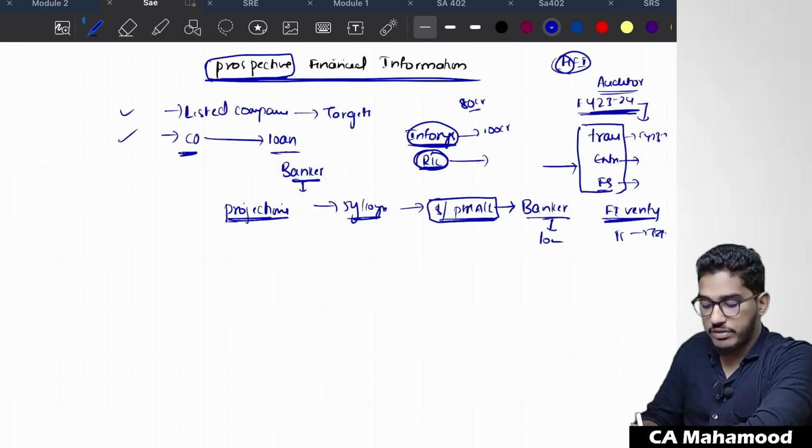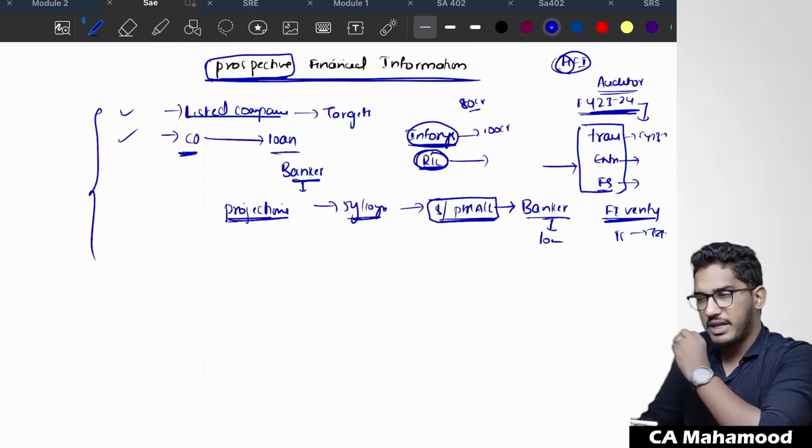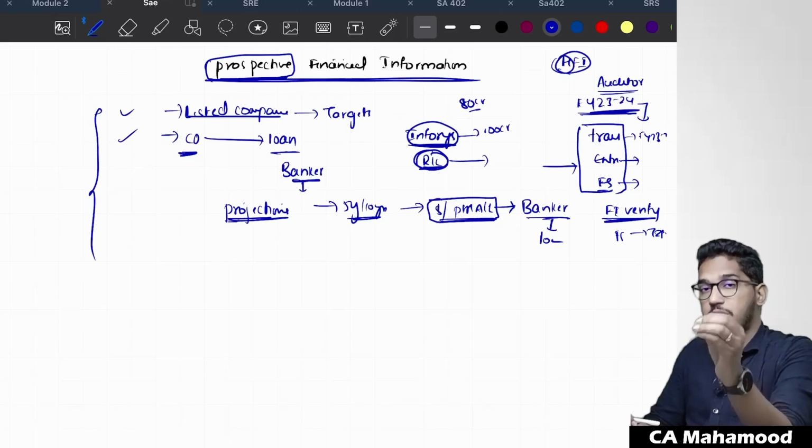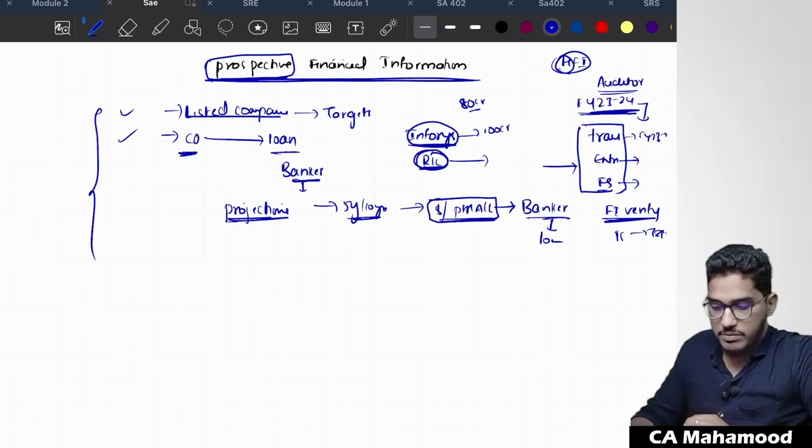So one example I have told is that, for market purposes, listed companies might prepare targets and publish them. Also, when a loan is required from the banker, companies might be required to prepare prospective financial information and ask a chartered accountant in practice to verify it. I told you only 2 examples. There could be numerous reasons, various circumstances, and various requirements because of which entities might be required to prepare prospective financial statements.